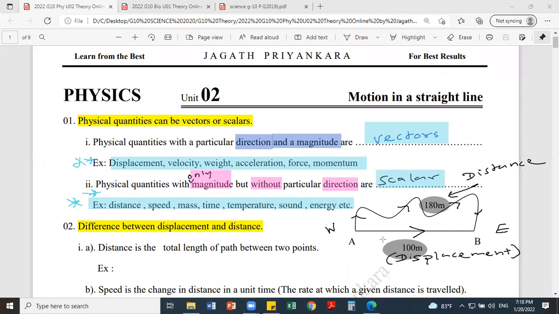Any more questions? Please highlight distance and displacement if you are going to use two different colors for this. In the diagram also, you had better mark that. I'll use a different color for this. 100 meters will be the displacement, and 180 will be the distance.